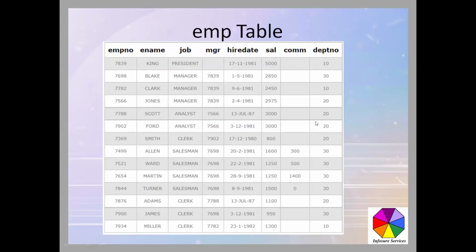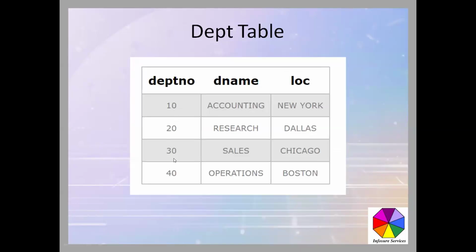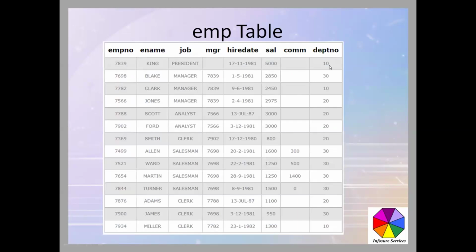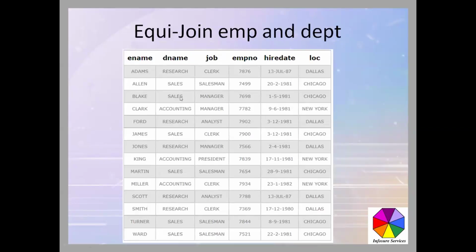So this department number is repeating, no? 10, 20, 30, like that. That is these departments. So the department number is the primary key of the department table, but in the other table, it's a foreign key. And then when we join, you get this sort of a report output.